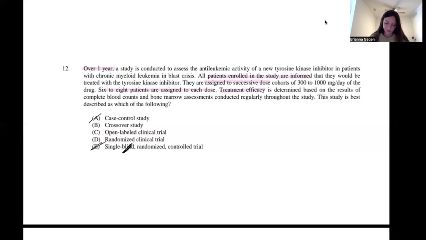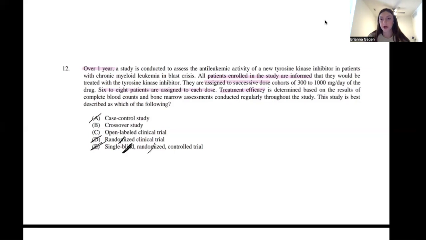And next we're getting into open label or randomized. Is this randomized? Did they put this into a random generator saying that Susie gets 300 milligrams and Johnny gets 1,000 milligrams? No, they're just assigned to successive doses. So there's really nothing randomized about it. So we can go ahead and mark off D.